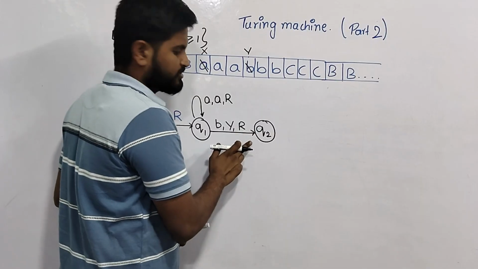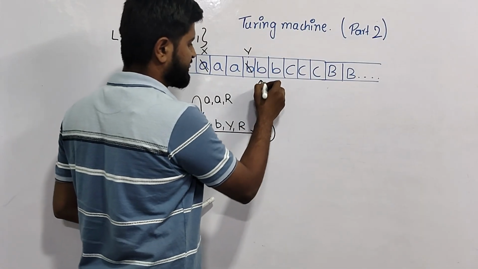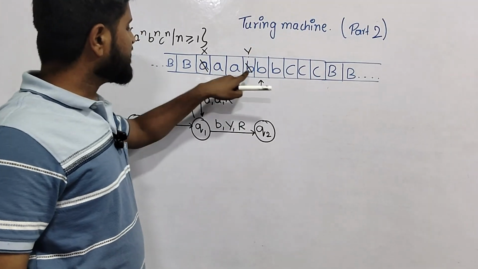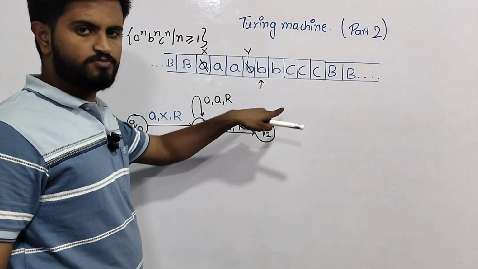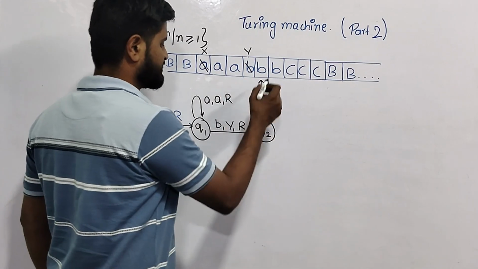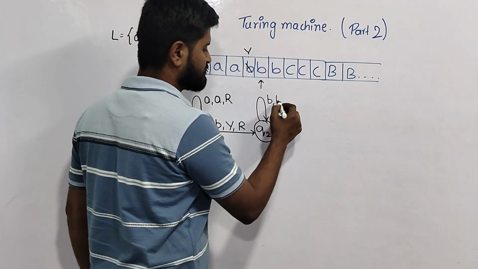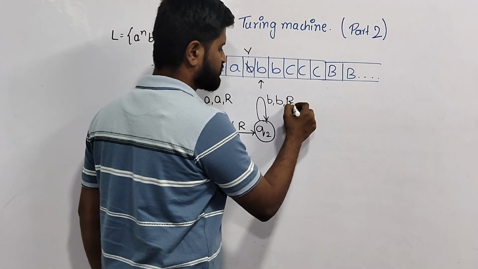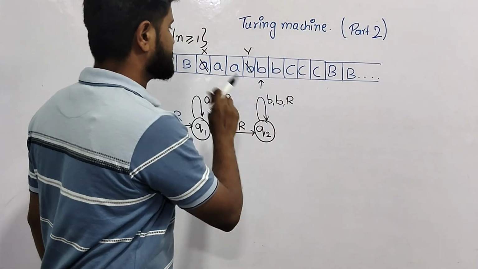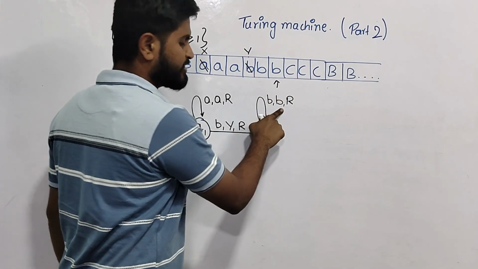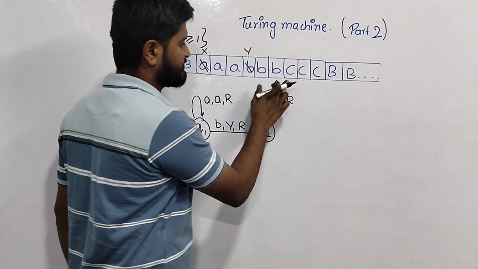So here the command said to move towards the right side, but I can't replace B using Y, because after 1A, 1B, 1C, the cycle must be like that itself. So what I will be doing, I will be giving the self loop. If I encounter B again, I will write B as it is and move towards the right side until I get C. Next, right side.